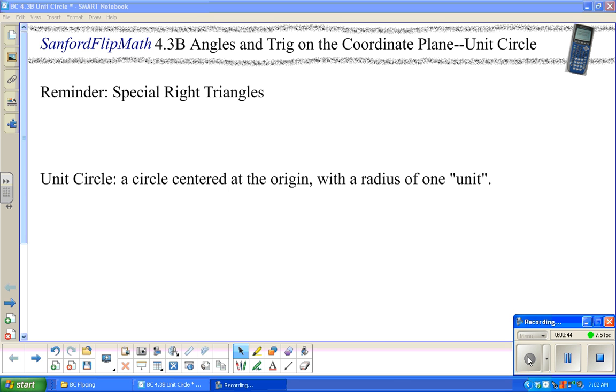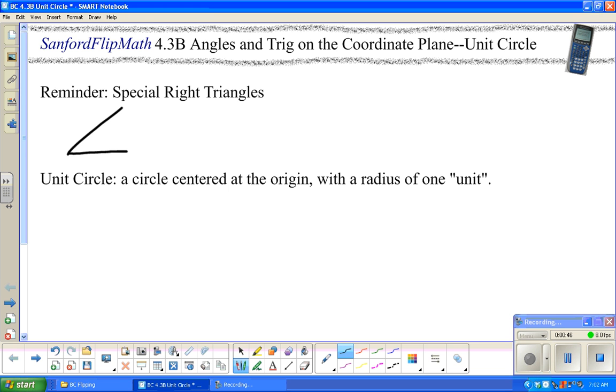I'm just going to do a quick little reminder about 45-45-90 and 30-60-90. I'm not going to go through all the background. We've done that before in other videos. 4.2b, I believe, was one, and etc.